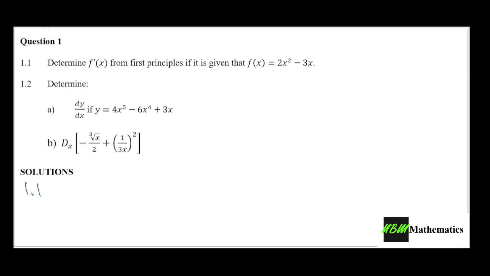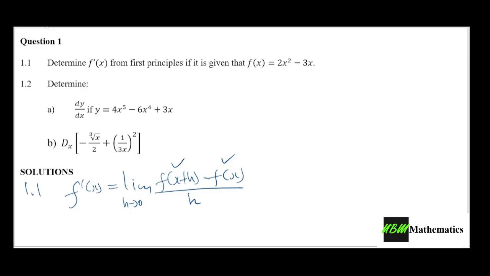1.1, we need to determine f prime of x from first principles. Therefore, our formula is given by f prime of x is equal to the limit as h approaches 0 of f of x plus h minus f of x, all divided by h. So what we need is to substitute f of x and substitute f of x plus h and then simplify.